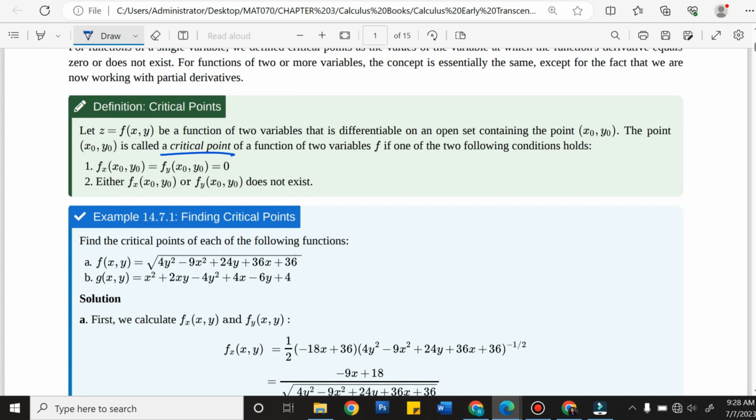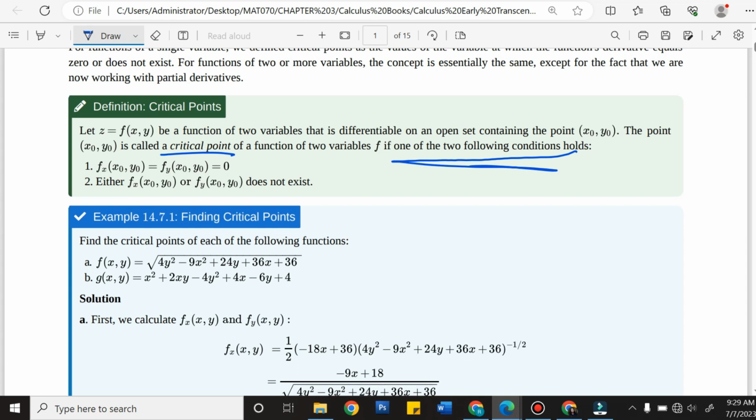Now, however, class, before x sub o and y sub o will be considered as critical points, dapat masatisfy niya na conditions. However, take note nga one of the following two conditions lang. Not necessary nga sila duha. And I think dili pud ni siya mosabay nga conditions nga sila giduha nag-exist.